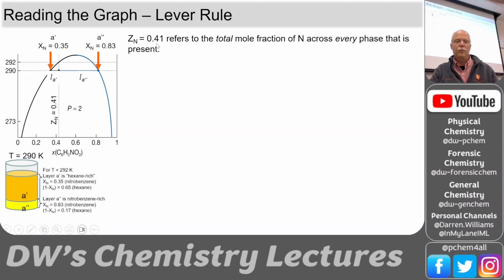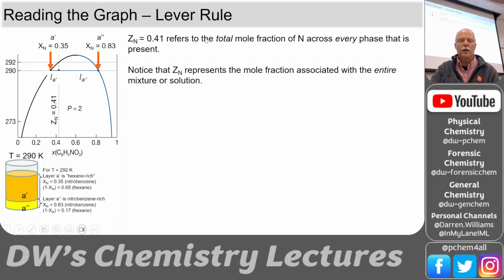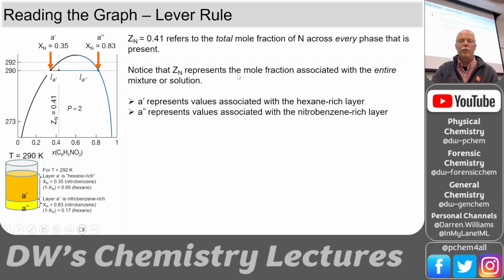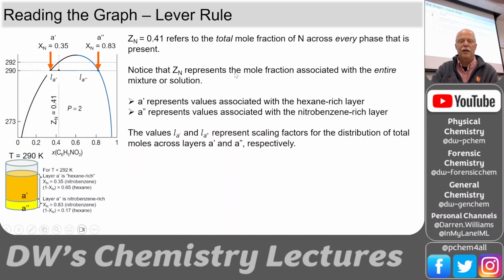So Z, 0.41, refers to the total mole fraction of nitrobenzene across every phase that's present. This is in the entire mixture. So in the whole beaker, it's 41% nitrobenzene. A prime represents the hexane rich layer. That's the less dense layer, so it's on top. A double prime represents the nitrobenzene rich layer. And these lengths, L A prime and L A double prime, are called tie lines. They tie the fulcrum out to the phase diagram edges.